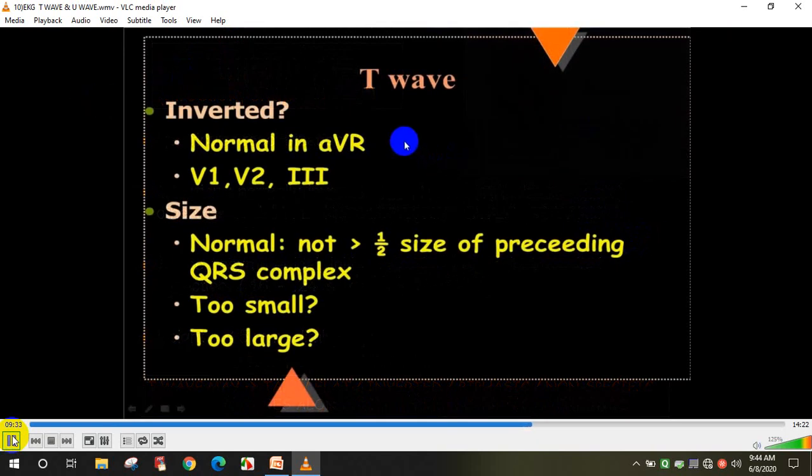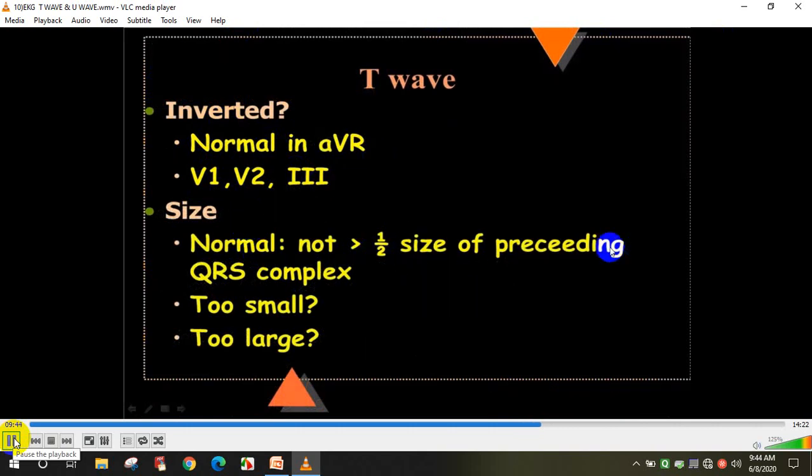So now we are dealing with different types of T wave. So this is a repeated slide. Inverted T wave in AVR, V1, V2 and lead 3. It is always less than half the size of the QRS complex. If it is too small or too large, it is abnormal. Too large we call a tall T wave. Too small we call a flat T wave. And if it is below the isoelectric line, we call inverted.